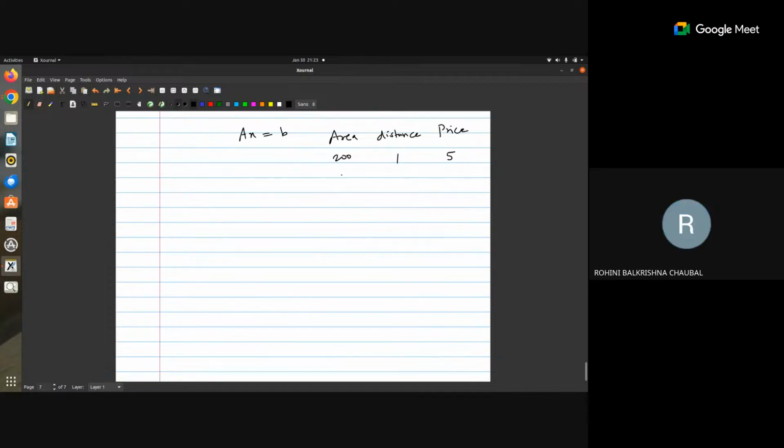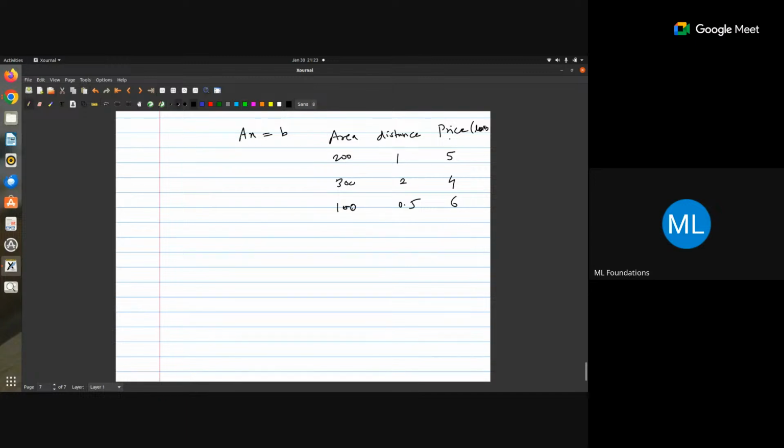Let's say we have a number of examples. So this is the first example. There is another example like this, let's say 300, 2 and 4. Maybe the price is in lakhs of rupees. It doesn't matter. Maybe 100, but 0.5, and suppose it is 6 lakhs, 7, 6, whatever. These are the examples. Now what is the thing I wanted here? To predict the price.